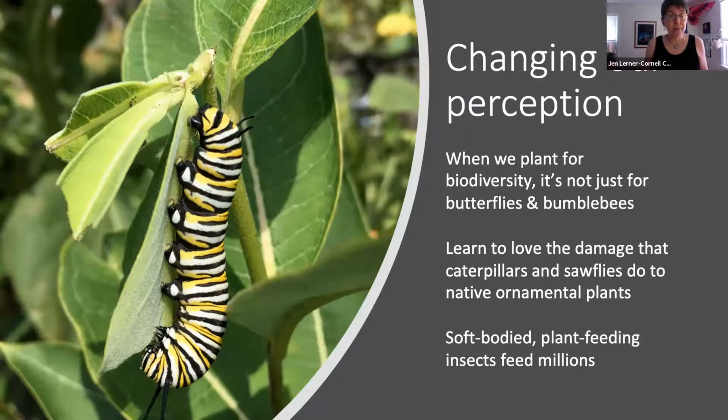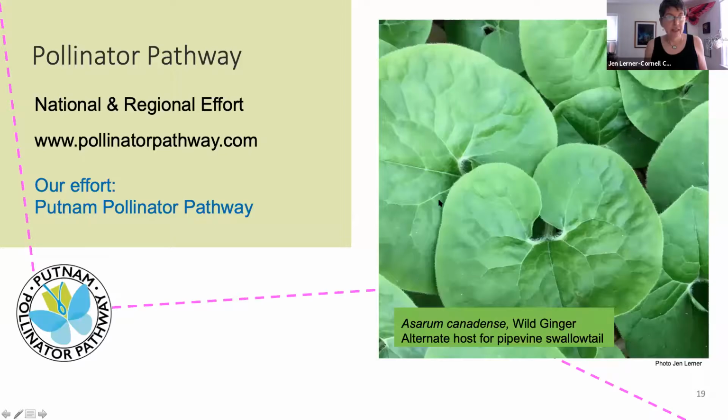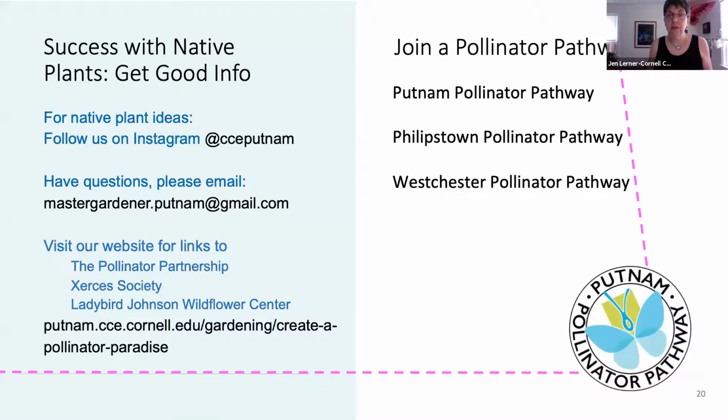So as I start to wrap up here, let's get this slide. I did want to talk about the idea of creating pathways of native plants to support pollinators. There are national and regional efforts. You can check them out on pollinatorpathway.com. In Putnam County, we have several efforts as well that include the Putnam Pollinator Pathway and the Philipstown Pollinator Pathway. I encourage you to go check those out, and we will forward you the links to those pollinator pathways. Westchester also has a pollinator pathway, and the Housatonic to Hudson Pollinator Pathway has many organizations included.